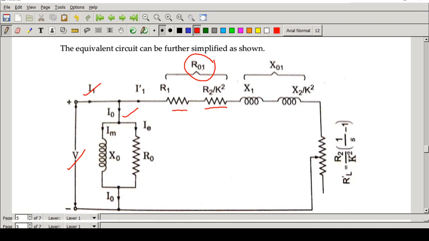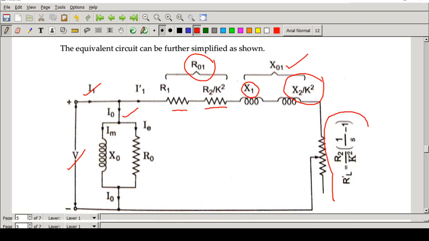So R01 represents what? Equivalent resistance. Equivalent resistance means a stator resistance plus rotor resistance referred to stator side. R1 plus R2 by K squared. Similarly, X01 is the equivalent reactance referred to the stator, which is equal to stator reactance plus rotor reactance referred to the stator side. Okay, so further we have simplified that.